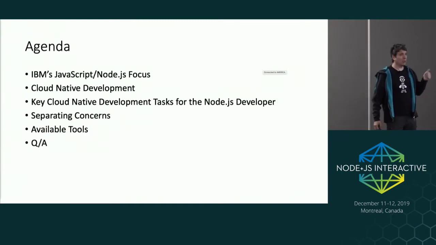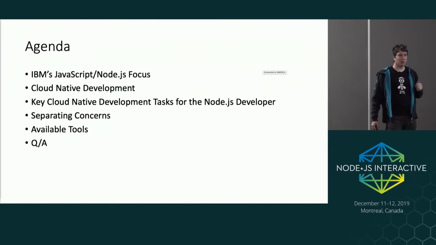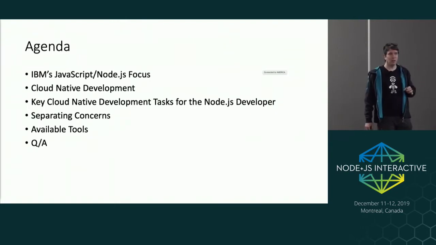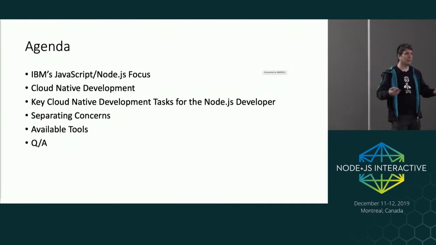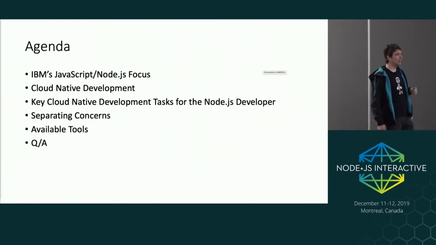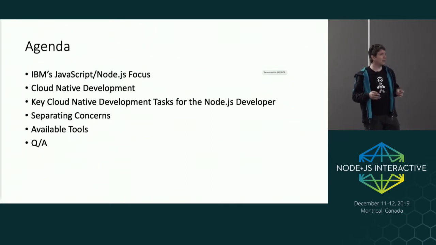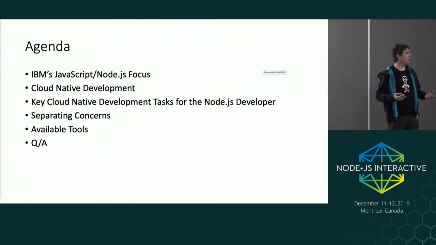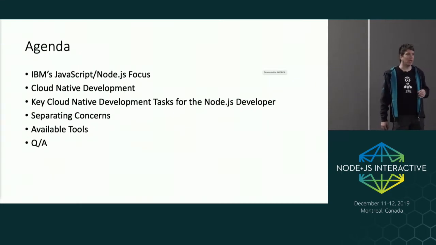So just before I get started, a little bit to let you know what I'm going to talk about. I'll start out with IBM's JavaScript involvement and a little bit on our strategy. I'll talk about cloud-native development, some of the key tasks that I think you need to be aware of as a Node.js developer coming to the cloud-native development Kubernetes world. Talk a little bit about separating concerns. You'll see as we go through this, there's a lot of things that, at least from my perspective, I don't necessarily want to have to worry about every time I'm developing an application, and separating those concerns can help. And then finally, I'm going to touch on some available tools that you might be interested in taking a look at and learning more about.